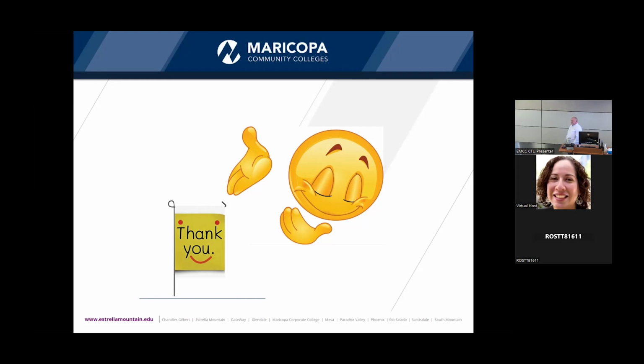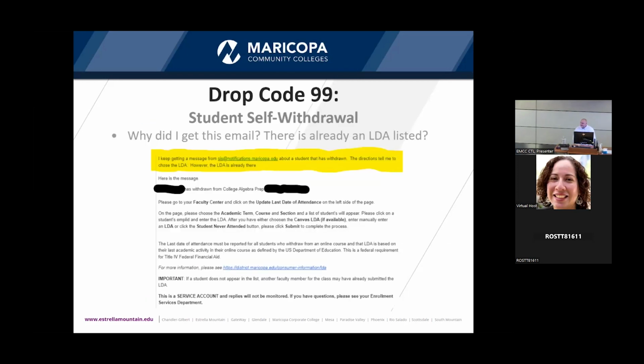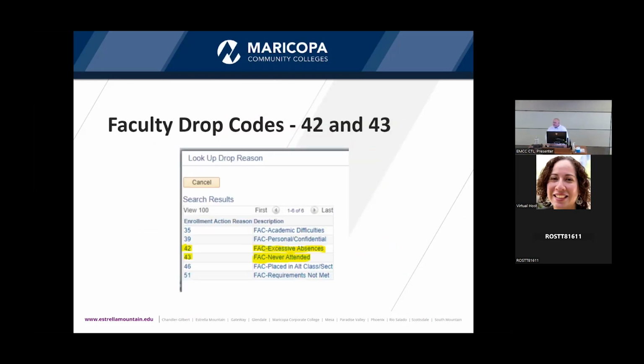So you mentioned the 42 drop code and the, I think it was 39, the academic difficulties, personal and confidential. From a faculty perspective, is there any sort of distinction between those different drop codes as long as they're entered correctly, with correct LDAs? That's a really good question. If the faculty member is dropping the student for excessive absences because they haven't shown up in class, so they're doing that based on their syllabus, then they really should use a 42.